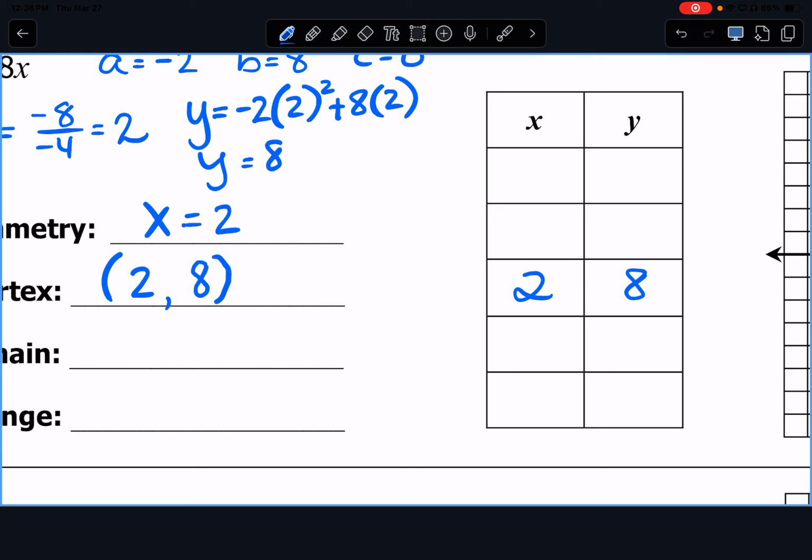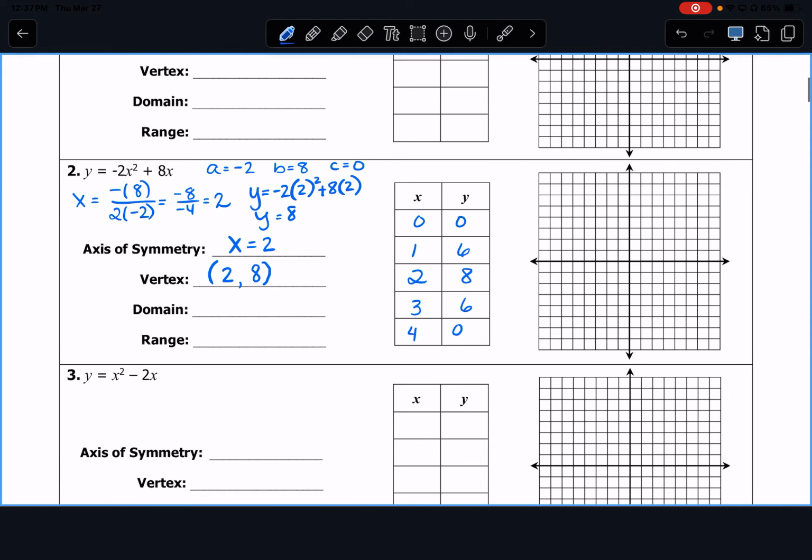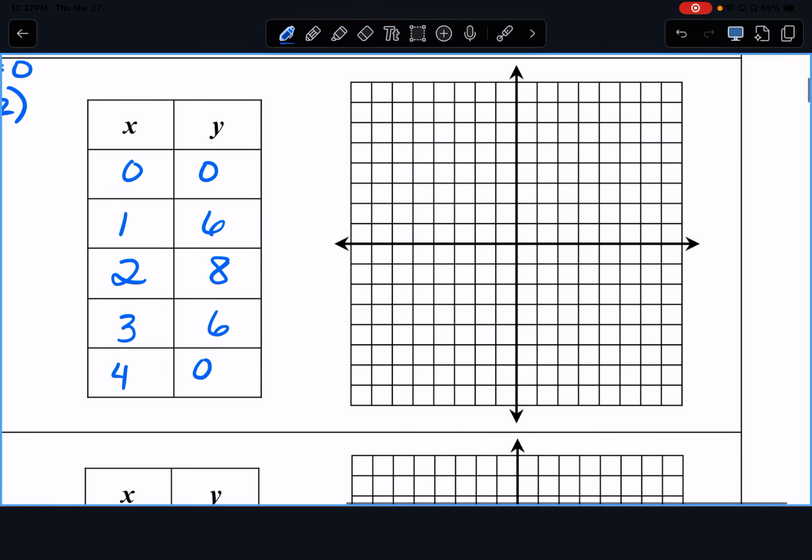Negative 2 times 2 is 8 times 2. Graph. Hold on. 2, 8. Oh, I gotta square that one. 2, 8. Then you plot your points. 36.